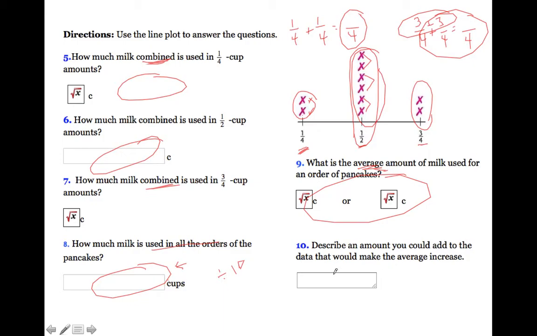Describe an amount that you could add to the data that would make the average increase. So for how we solve number 9, to make that average increase, your number must be bigger than the largest number in the data set. So you pick a number anywhere larger than 3/4. If the question asks what would decrease it, we would pick a number anywhere smaller than 1/4. That would change my average in my data set. So I hope this has been helpful to you as you review this lesson.